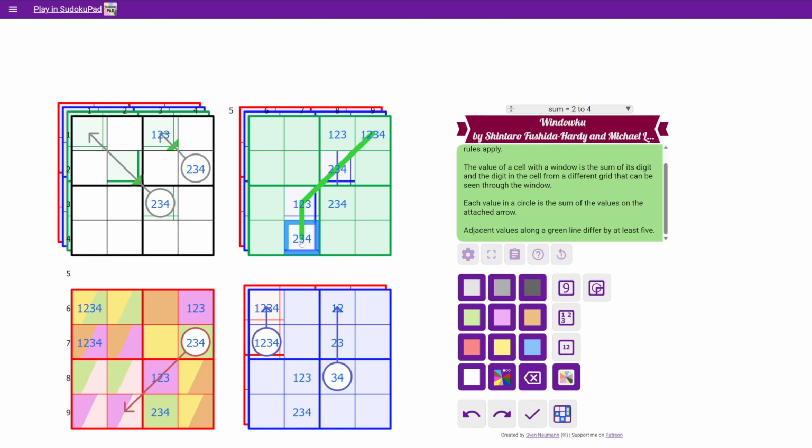This is a high number. A 6, 7, or 8. If this was 6, these would both be 1. And this would have to be a 6 or a 7. It could even be an 8, if it was a 4 and 4.